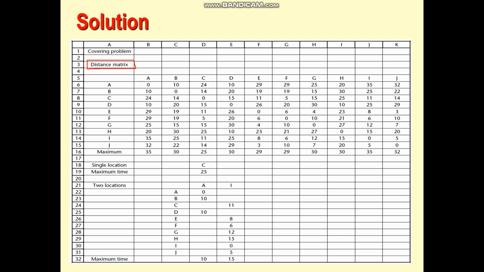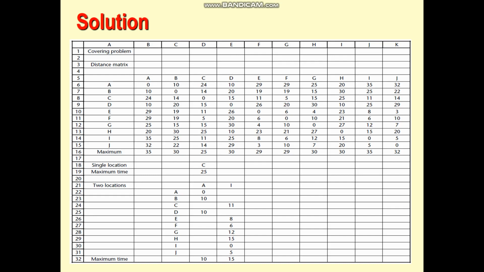This matrix is similar to the distance matrix we made in the single median problem earlier. So from A to A is 0. From A to B, the minimum time to travel is 10 minutes, and the minimum time to travel from A to C is 24 minutes, and so on and so forth. You can fill this matrix. And then in each location, we will see how long is the longest time for the customer to wait.